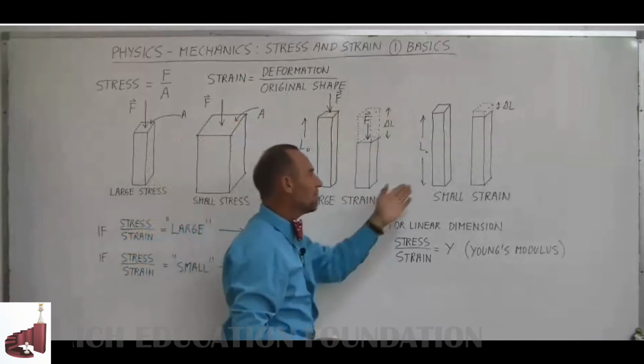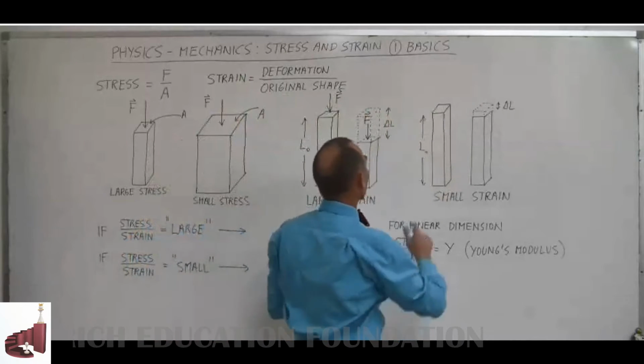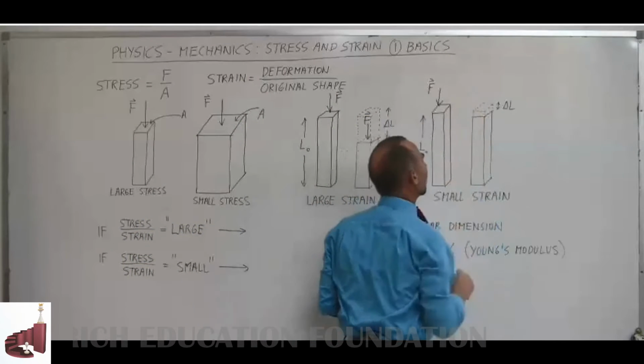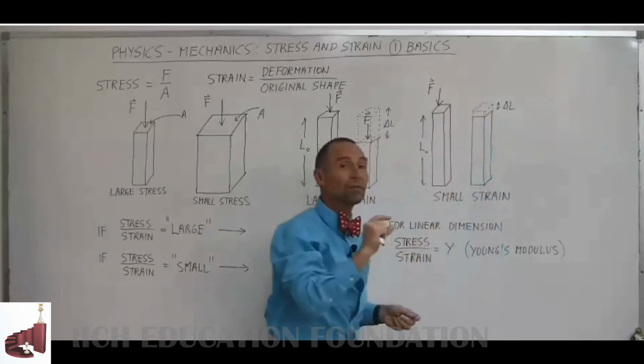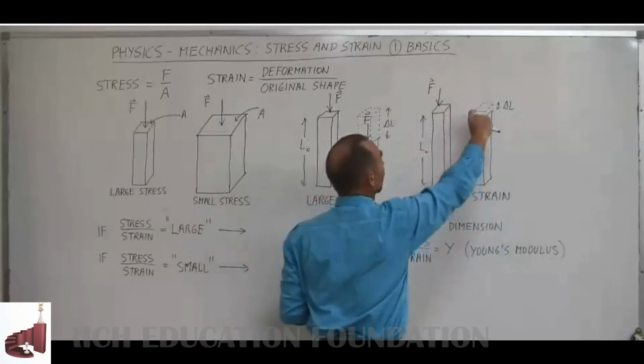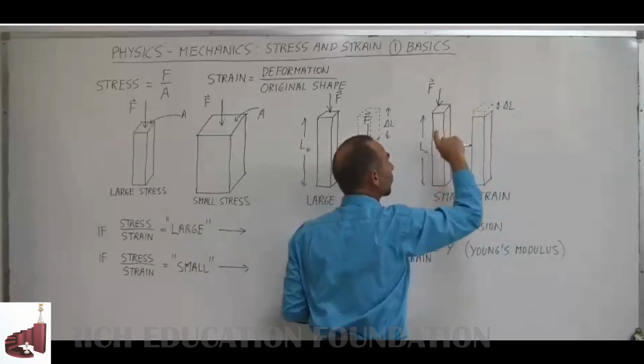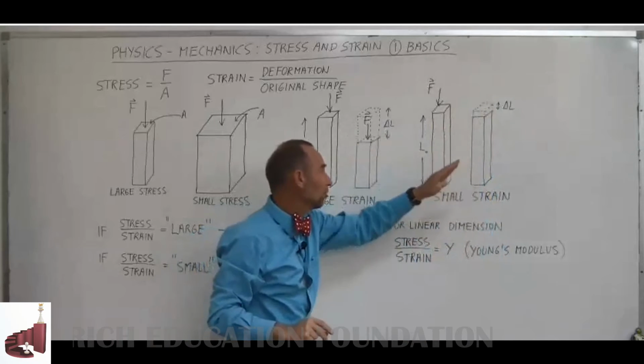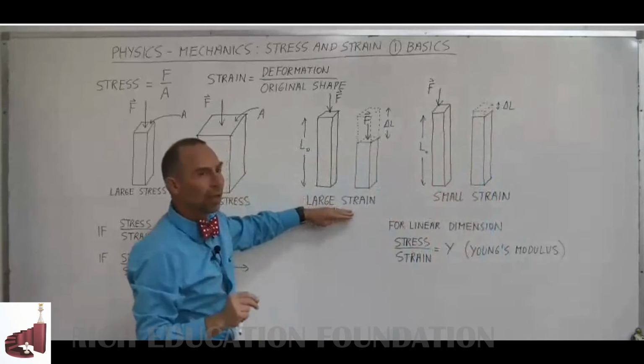In other cases, the beam, under maybe applying the same amount of force, may not experience the same amount of deformation. In this case, the deformation is relatively small, so therefore, the ratio of the deformation divided by the original length is much smaller, and so therefore we can say that there's a small amount of strain on this beam and a large amount of strain on that beam.